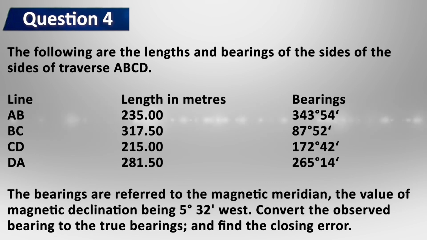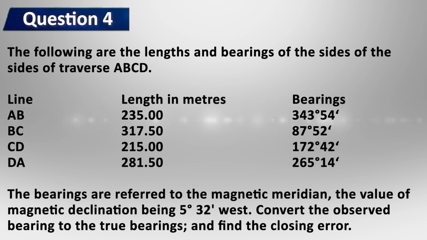Coming to the next question, the following are the length and bearing of the sides of a closed traverse A, B, C, D. The lengths are given in meters and the bearings are also given. So the length is equal to 235 meters. The bearing is given as 343 degree 54 minutes.